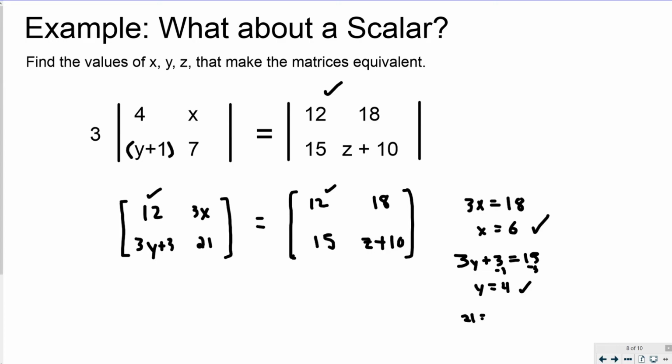21 equals z plus 10. So subtracting 10 from both sides, z is going to be equal to 11. And that's how I would use a scalar to find the missing values in my matrix.